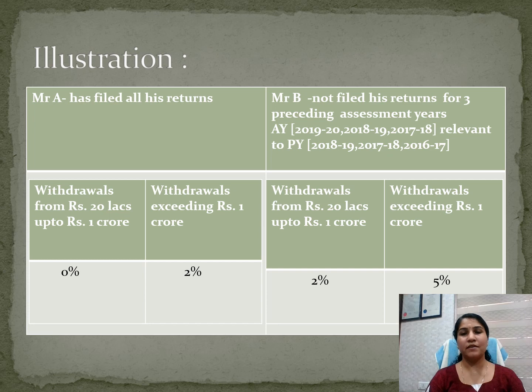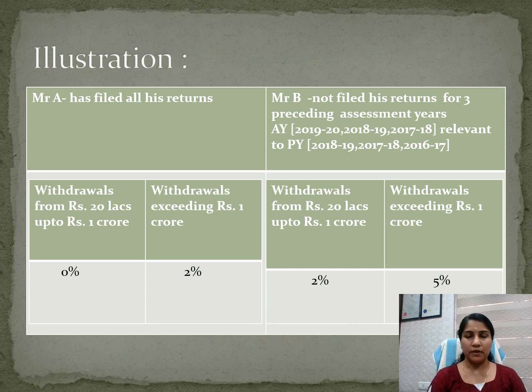Now let's illustrate the provisions of section 194N through a small illustration. We have Mr. A and Mr. B. Mr. A has filed his income tax returns for all the 3 assessment years, and Mr. B has not filed any income tax returns, not even for the 3 assessment years. Let's see what is the situation. In the case of Mr. A, when he is making cash withdrawals above rupees 20 lakhs up to rupees 1 crore, he will not have to pay any TDS, that is, his TDS will be at nil rate of tax, and his cash withdrawals above rupees 1 crore will be taxable at the rate of 2% under section 194N.